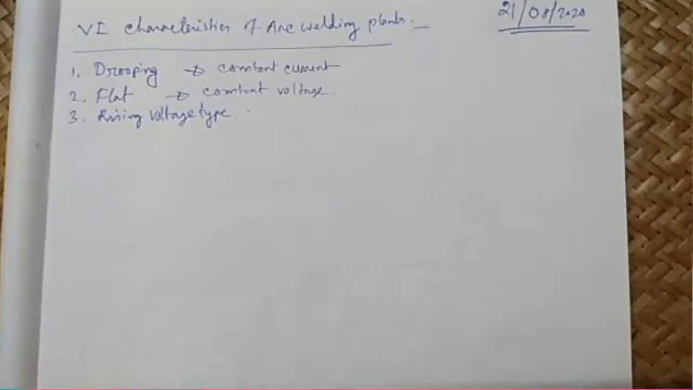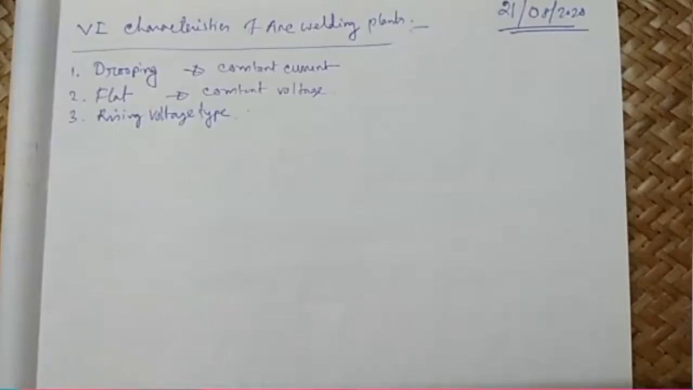Okay, so drooping characteristics means it tries to keep the current constant. In flat type, it tries to keep the voltage constant. And number three is rising voltage type. Now we will learn when and where these types of characteristics are used.